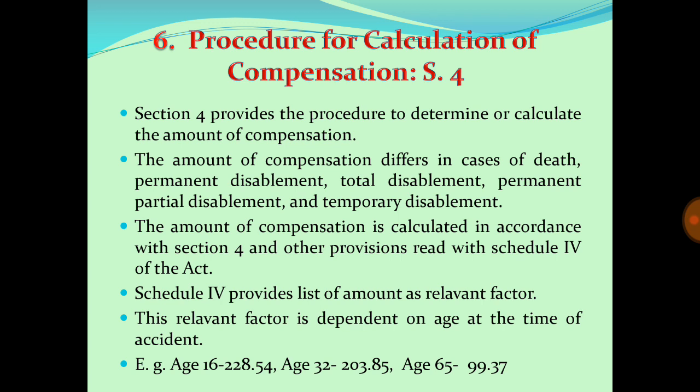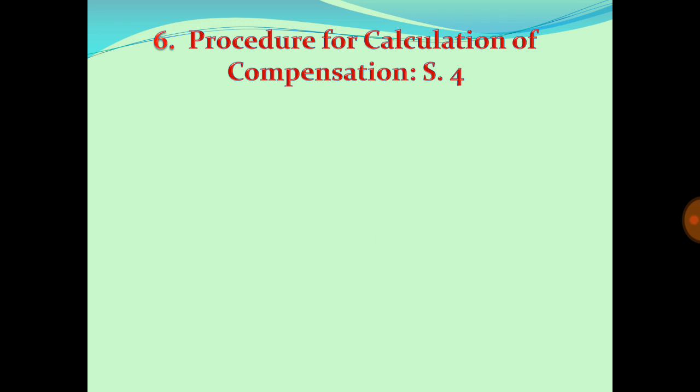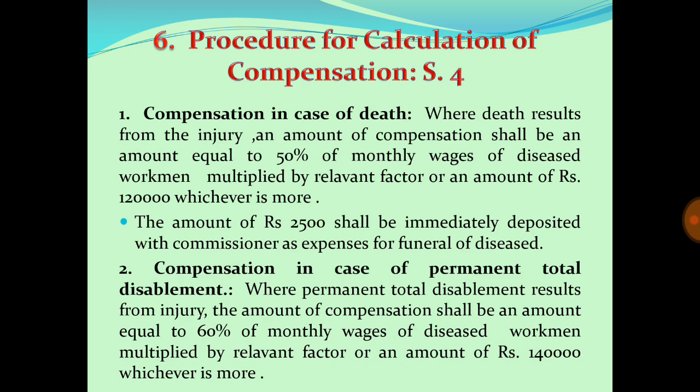So now we see how the amount of compensation shall be calculated with the help of such relevant factors. Firstly, the compensation in case of death, where the death results due to that accident, the amount of compensation shall be equal to 50% of monthly wages multiplied by a relevant factor, or an amount of rupees 1,20,000, whichever is higher.